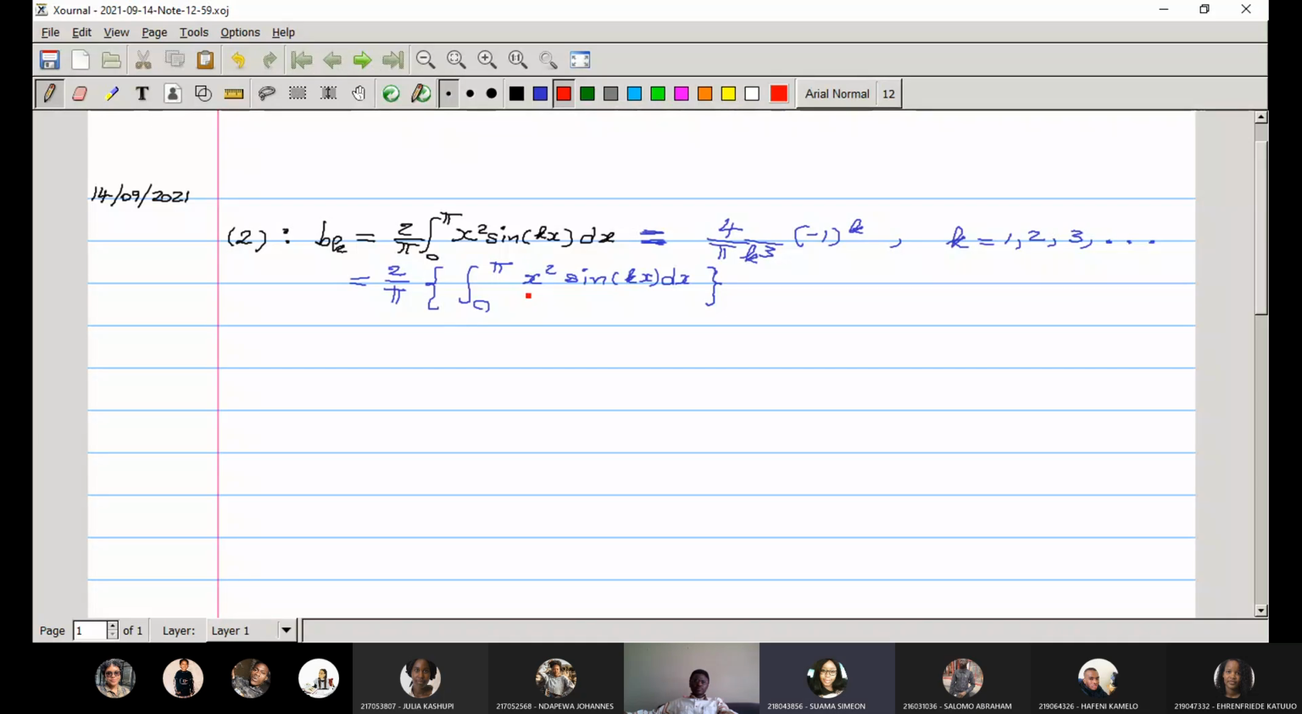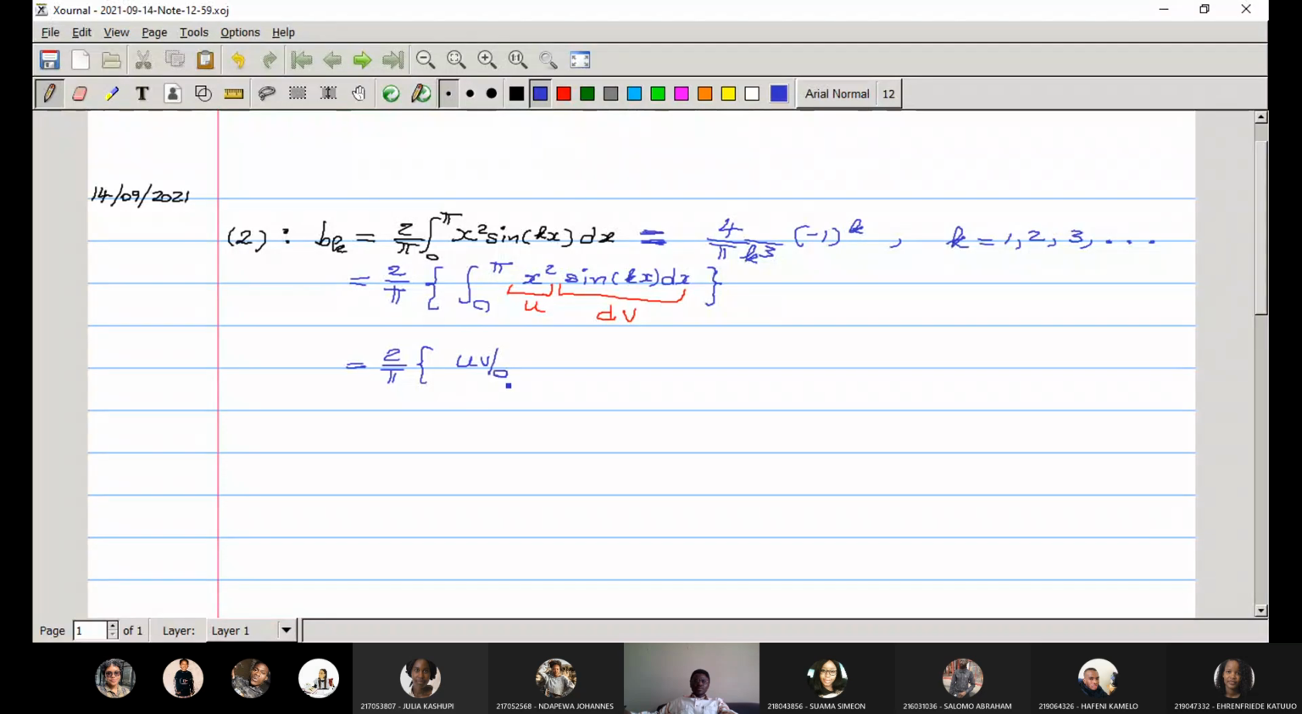You let x squared be your u, and that would be your dv. Okay. So in that case, what would that become if we apply integration by parts to the term in the curly bracket? So here we apply integration by parts. So that would be what?